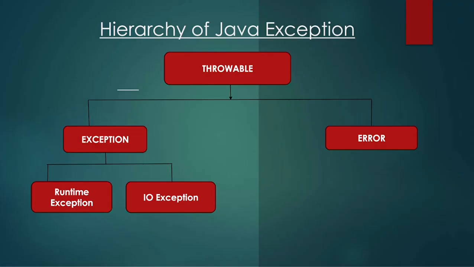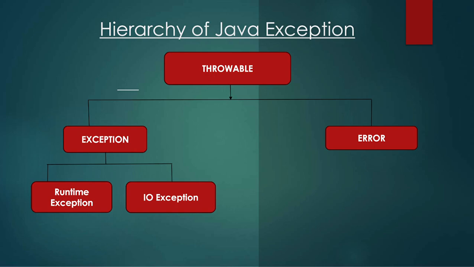What is the hierarchy of Java exceptions? At the top we have Throwable. Throwable is a class in Java. The next level is Exception and Error. Further on, exceptions are of two types: checked and unchecked.